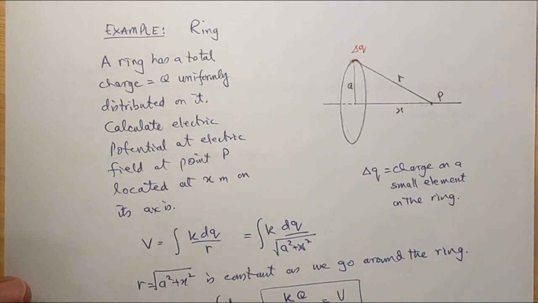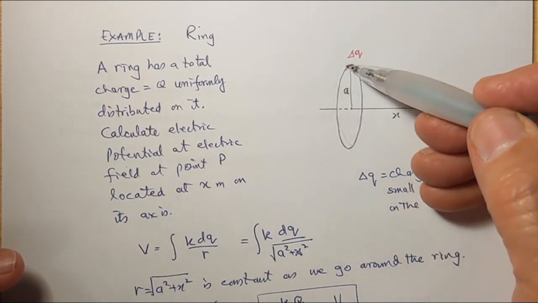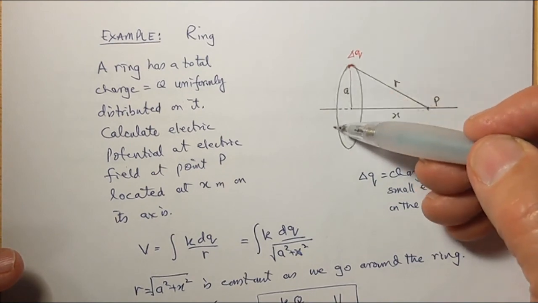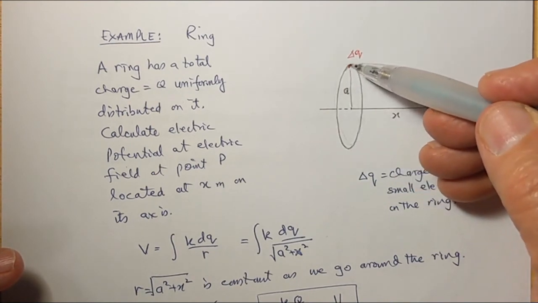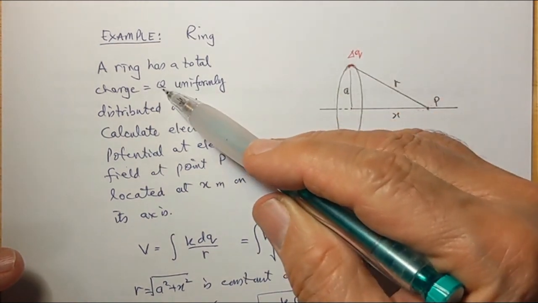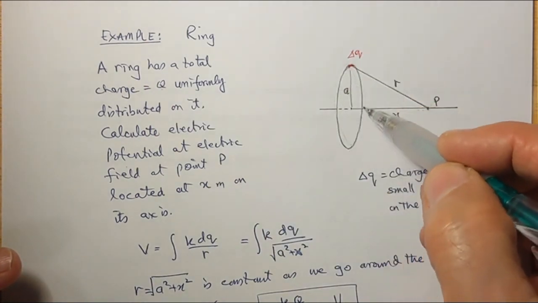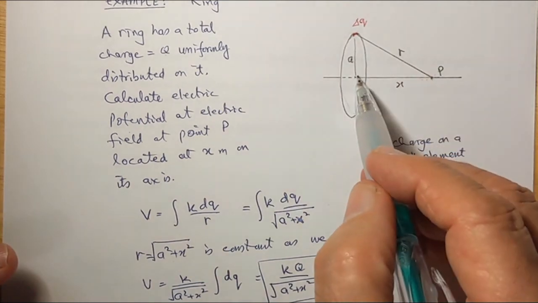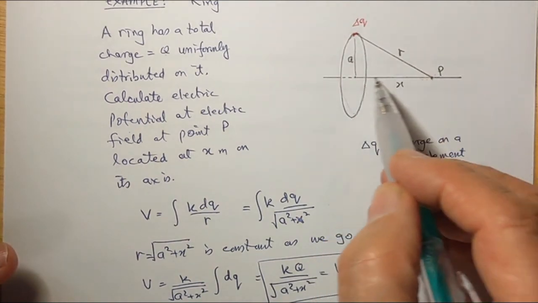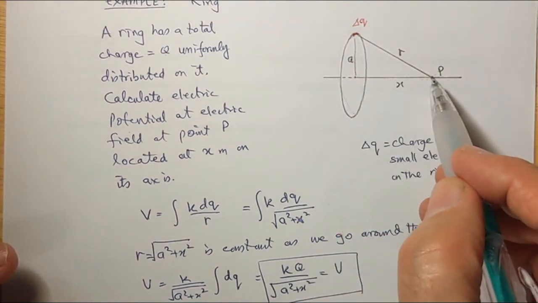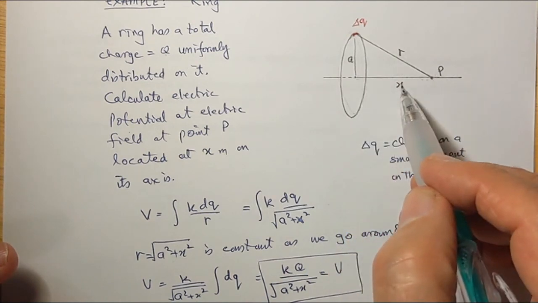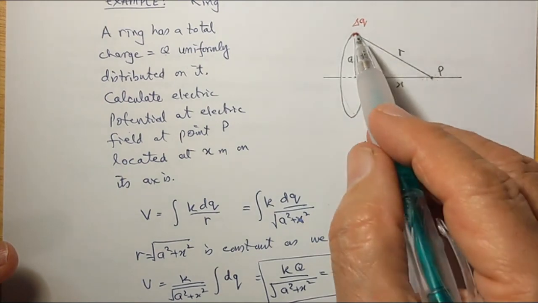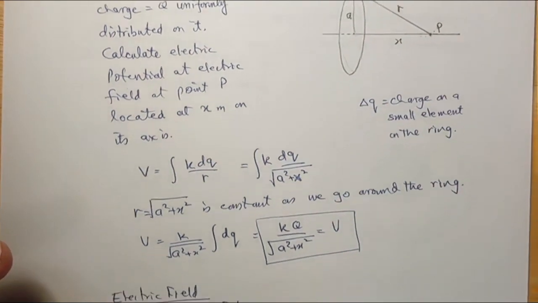We now take the case of a charged ring. So we have a ring that's empty in between. It's just let's say a metal ring that has a charge capital Q on it, and this charge is uniformly distributed over the entire ring. Then what is the electric potential at a point on the axis of this ring at a distance x from the ring? The radius of the ring is a, and this distance is r.